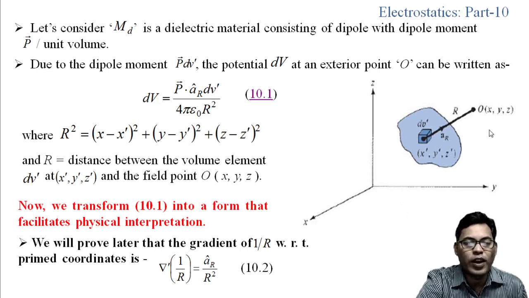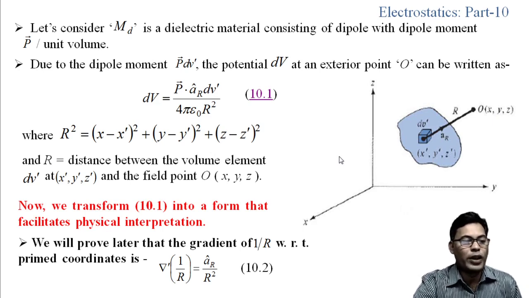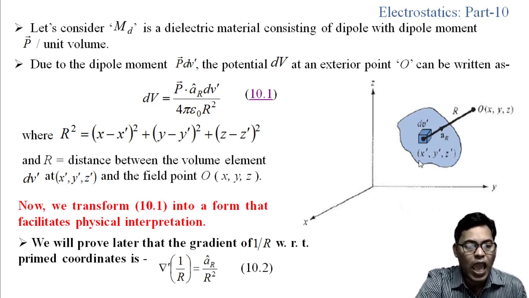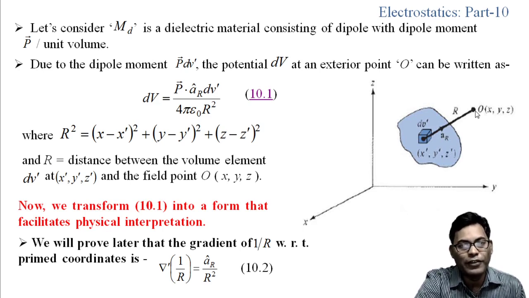Here it is R square equals x minus x prime square plus y minus y prime square plus z minus z prime square, where R is the distance between the volume element dV prime at the coordinate x prime, y prime, z prime and the field point O having the coordinate x, y, z. Now, we want to transform this expression 10.1 into a form so that we can understand the physical interpretation of the potential due to the polarized dielectric material.